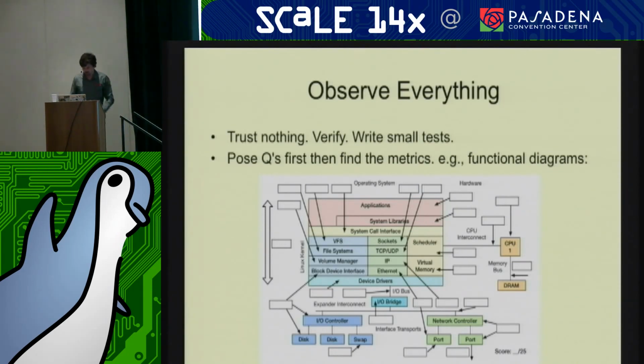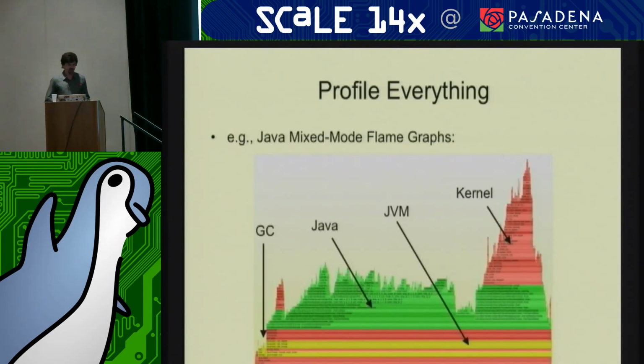And so that's why I like my functional diagrams. Profile everything, like Java mixed mode flame graphs. This will solve a lot of issues. It's really useful for benchmarking as well, to show what code is actually executing and what's on the table.